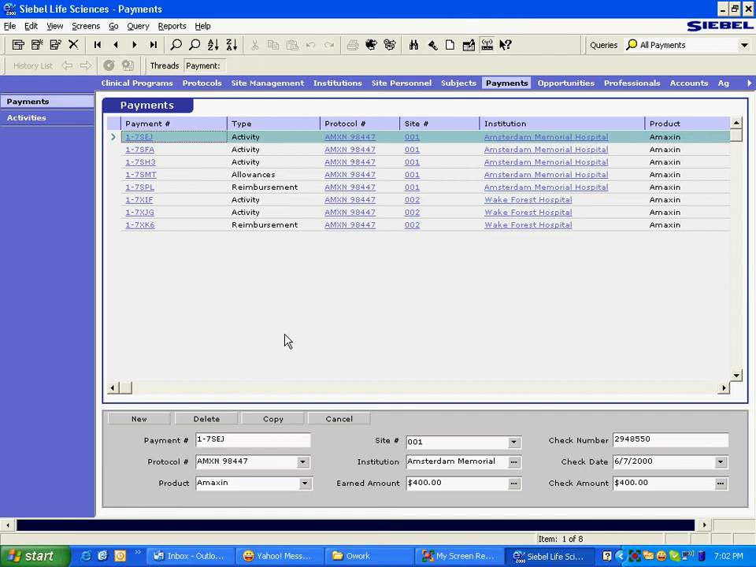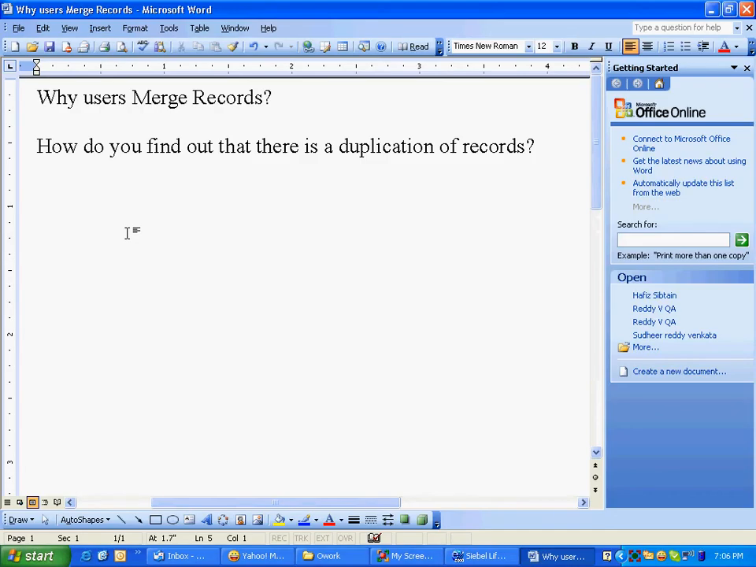Well, the main reason is when users by mistake create duplicate records, then they need to merge data. So we need to understand, let's first see what it really means. So once you select two, users merge records when there is a duplication of records.